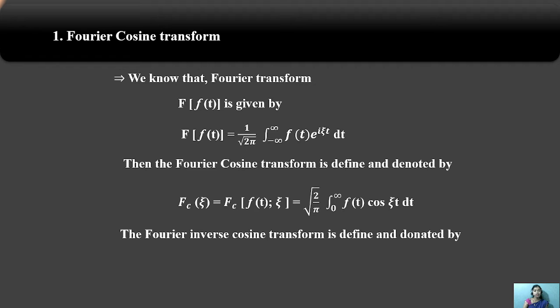This formula is converted into the inverse formula of the cosine transform, that is, f of t equals, only the symbolic form changes, f of t for the inverse formula: square root of 2 upon pi integration 0 to infinity F_c of xi into cos of xi t d xi. Okay, why is it called F_c of xi? F_c of xi is called the Fourier cosine transform. These two formulas are the Fourier cosine transform.